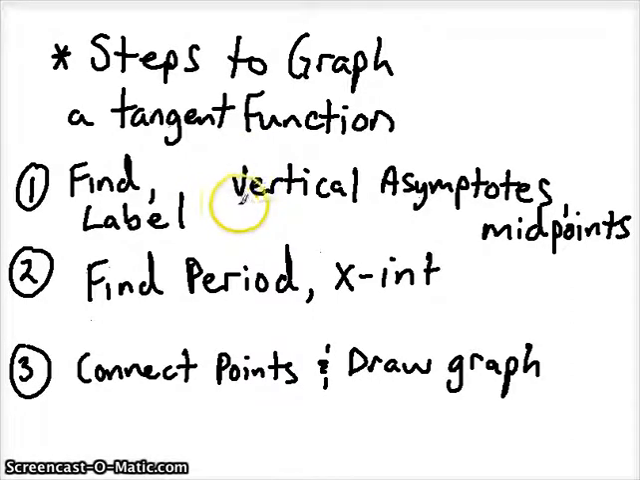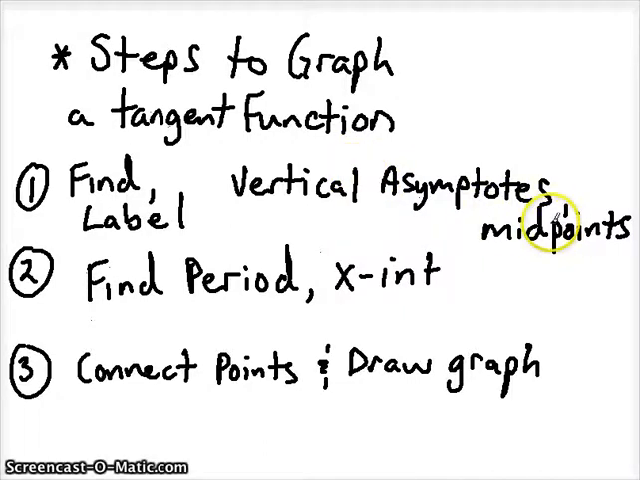First step is that we want to find and label what are called vertical asymptotes. If you remember, vertical asymptotes are vertical lines, they're imaginary, they're invisible. They are vertical lines that our graph will approach forever but never touch. So we're going to have some of those in our graph.